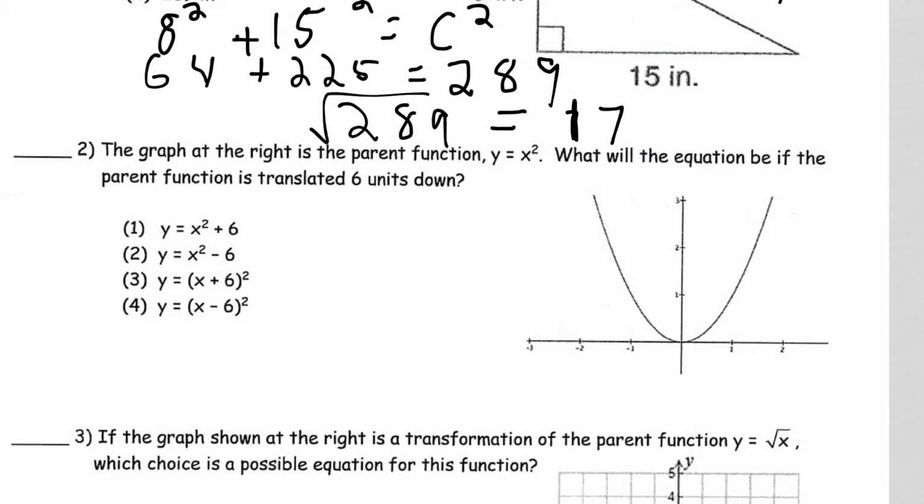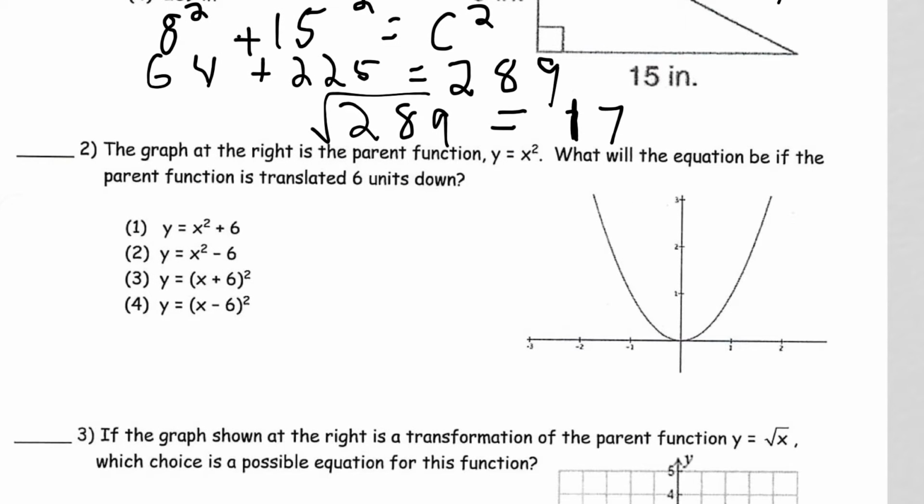The graph at the right is the parent function, y equals x squared. What will the equation be if the parent function is translated 6 units down? So that means we're going to have to take the parent function there and subtract 6 from it, outside of the parentheses or outside of the absolute value symbol or outside of the radical, and what we end up with is y equals x squared minus 6, which is answer choice 2.